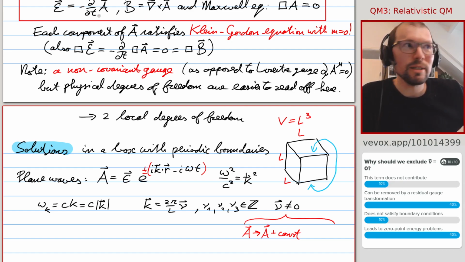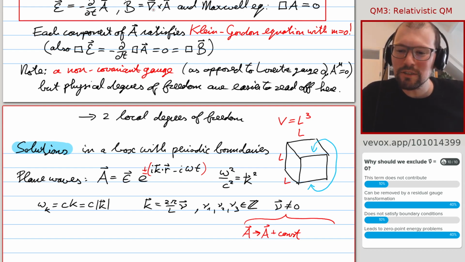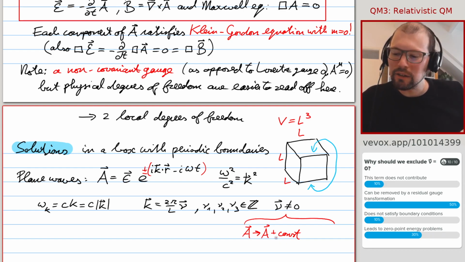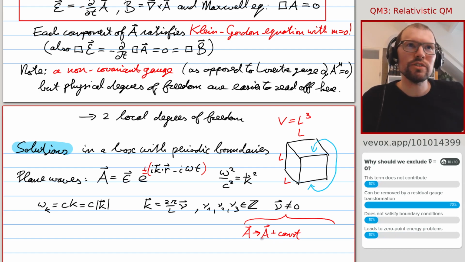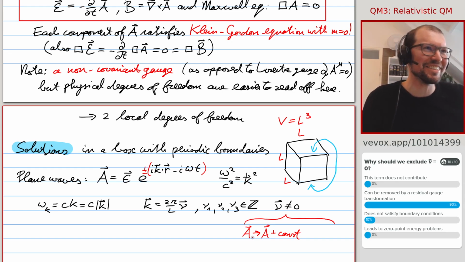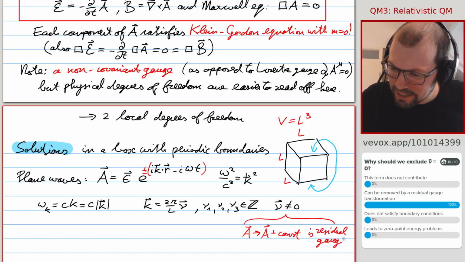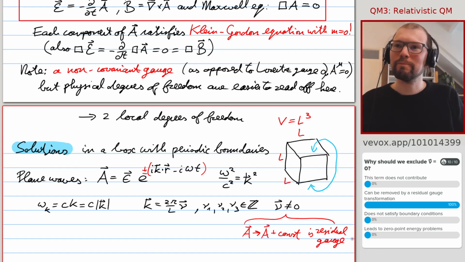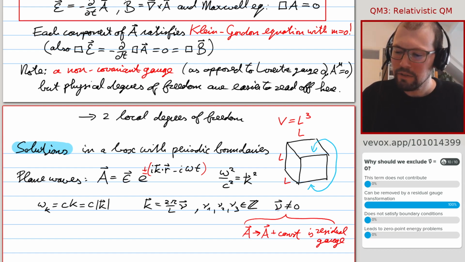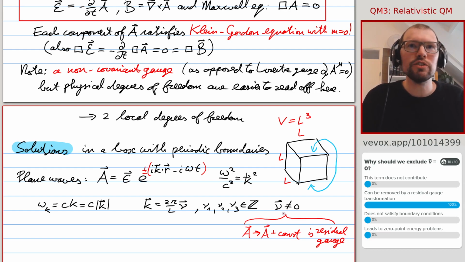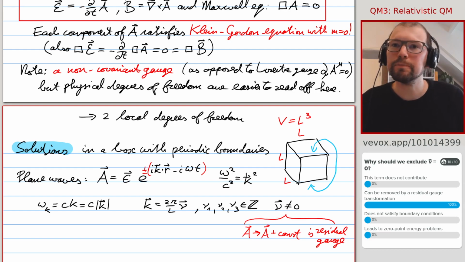Right here, we still have them up here. Nothing, right? Because there are derivatives. So adding a constant to the vector potential does not change the physical fields. So this is residual gauge. Very good. So the nu equal to 0 component in the expansion, you can just gauge it away.